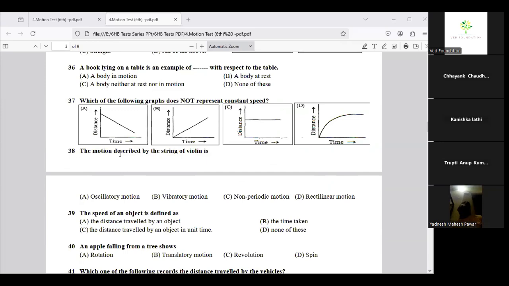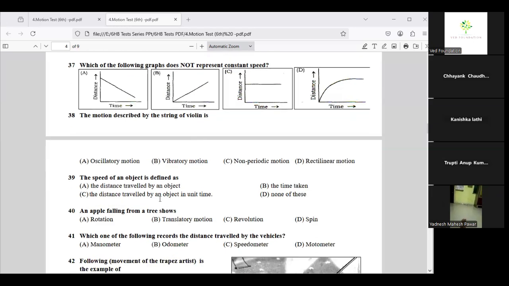38. The motion described by the string of violin is A. Oscillatory motion, B. Vibratory motion, C. Non-periodic motion, and D. Rectilinear motion. And correct answer of 38 is option B, vibratory motion. So it is oscillatory motion, but the motion is very fast, and fast oscillatory motion is called vibratory motion. So correct answer is option B, vibratory motion.